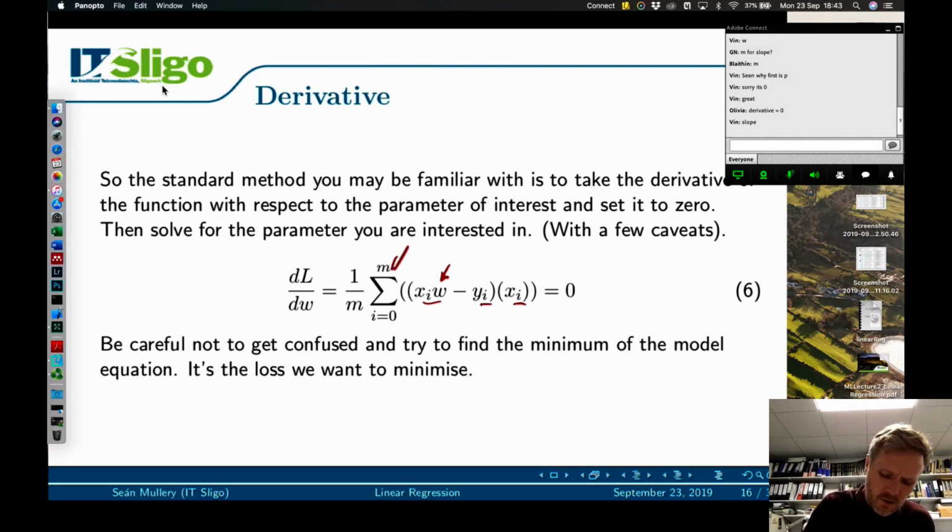Don't worry too much about the sum, because effectively when it comes to derivatives of a sum, you can just do each one of them separately, so that doesn't really affect things at all.